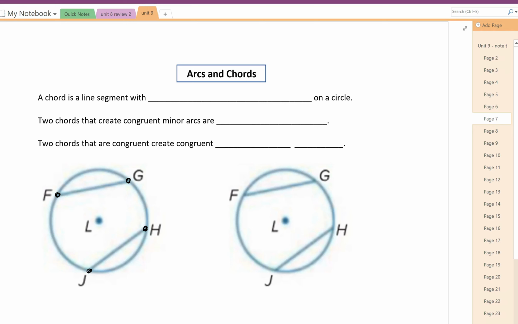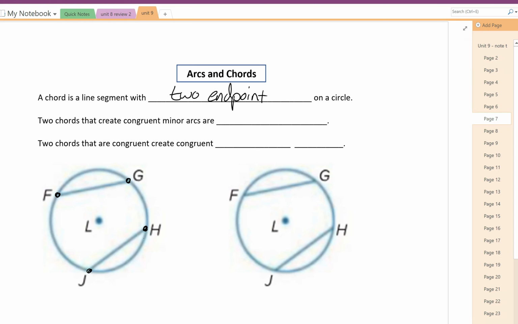All right, the next thing we have are arcs and chords. More specifically, we're going to talk about the relationship between arcs and chords. So again, a chord is a line segment with two endpoints on a circle. So FG is a chord and JH is a chord on both circles. These two circles are the same. I'm going to use them both for different things here in a second.